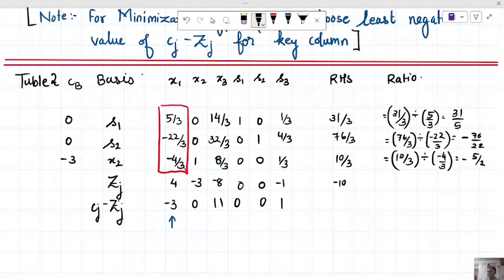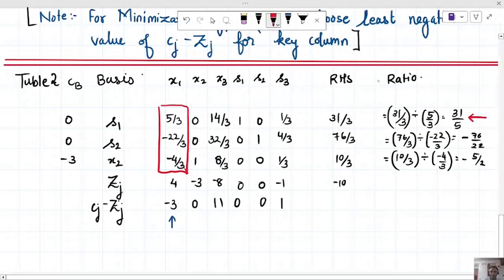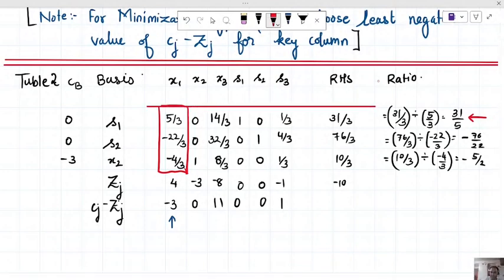Okay, if all ratios had been negative, I would have immediately concluded that the solution is unbounded. But here two ratios are negative, one ratio is positive, so I will consider the positive ratio now. So this is the key row. I have found my key row, so I will make the arrangement for the key row. Okay, now this is the key element. So 5 by 3 being the key element, now we go for table 2.